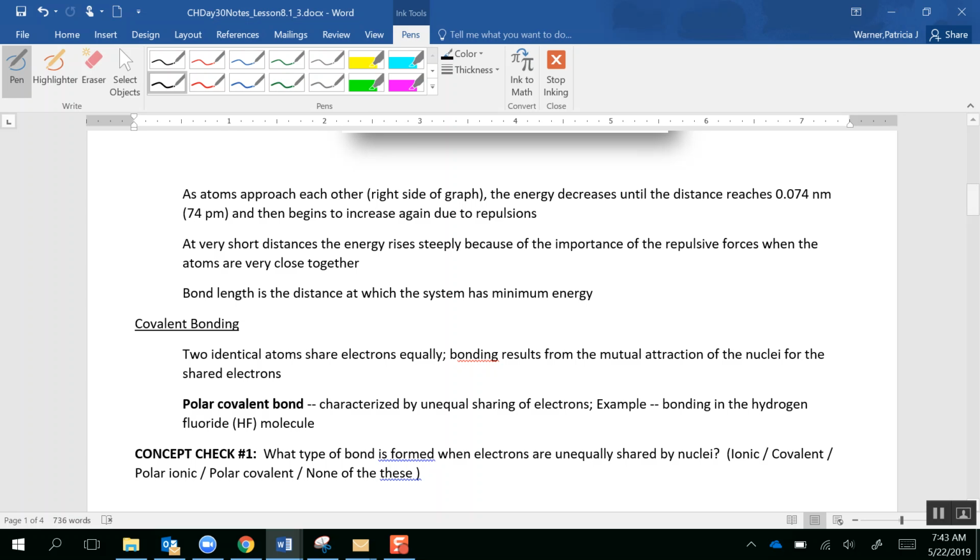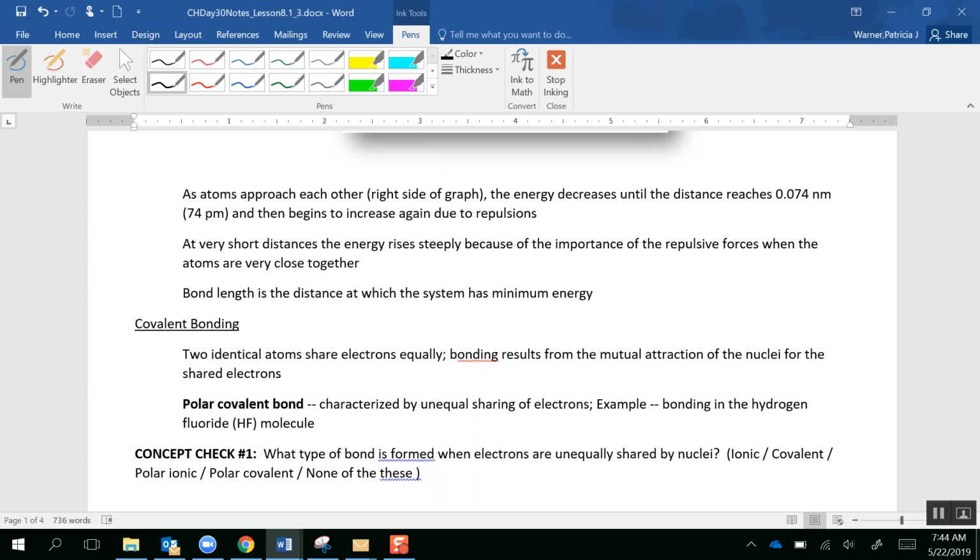Covalent bonding is when two identical atoms share electrons equally. And so notice it said identical atoms there in covalent bonding, because covalent bonding is the sharing of electrons, but a truly non-polar covalent bond generally results from the attraction of two identical atoms. So hydrogen, hydrogen, fluorine, fluorine, chlorine, chlorine, and so on. Most covalent bonding is polar covalent. And polar covalent, they're still sharing electrons, but they're not sharing them equally.